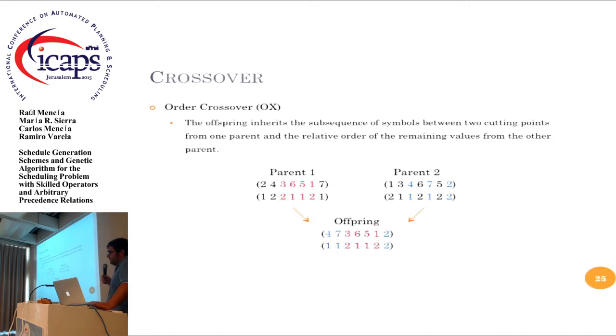As crossover, we use a double sequence variant of the order crossover. In this crossover operator, we take two cutting points randomly, and the offspring inherits all the symbols from between those two cutting points and the relative position of the rest of the symbols from the other parent. We think that this is a good option because with this operator, offspring can inherit important characteristics of a schedule, like operator preferences, or relative orderings between tasks.